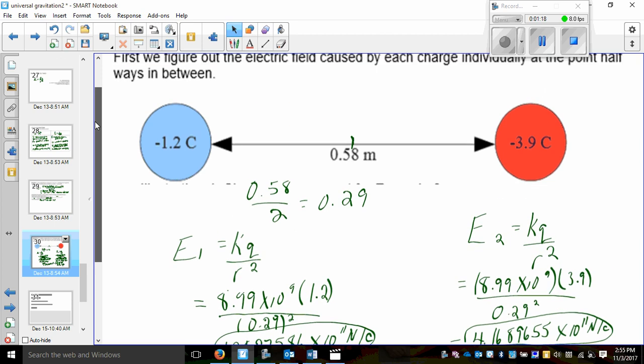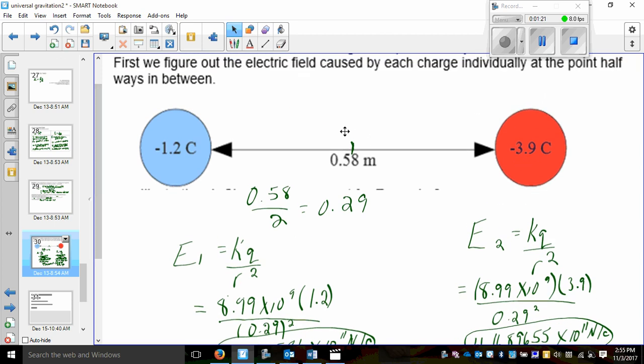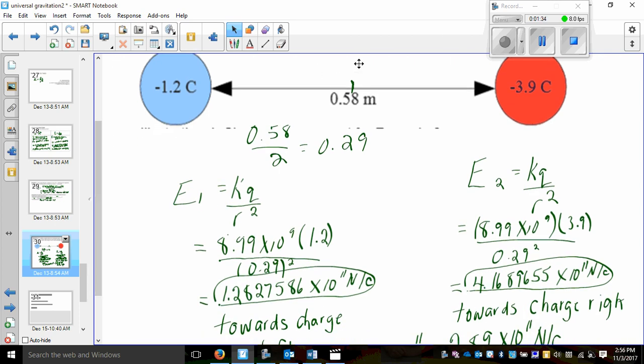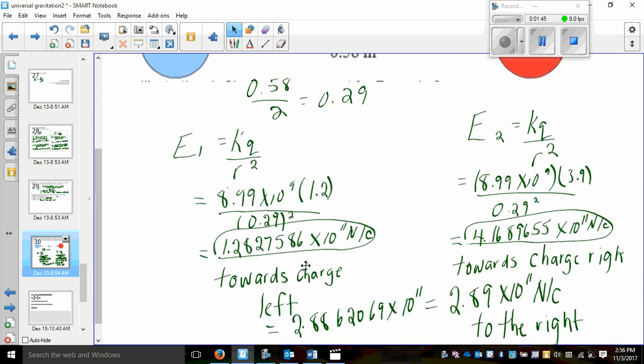Okay? Now I have to see, what does this red ball do to this point right here? I put in the values, my k is a constant, 3.9 is the charge here, and then I put the distance in. When I do that, I get 4.16. Well, if I had a positive charge sitting right here, it's going to get pulled towards the negative. So this is towards the right. So I have one electric field pulling it to the left and one pulling it to the right.